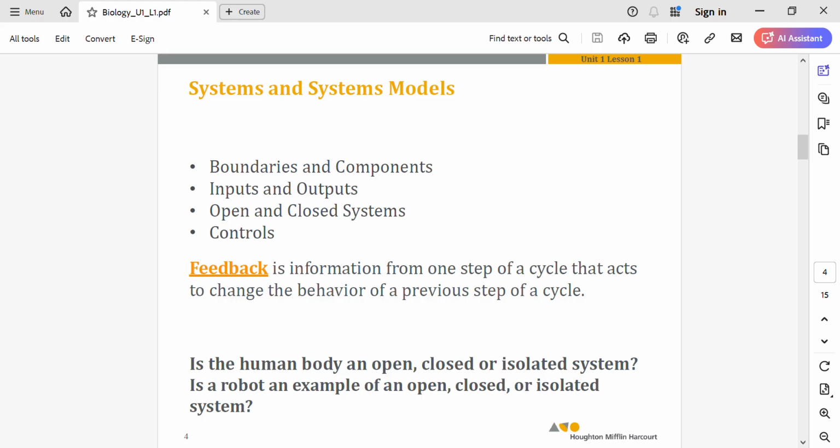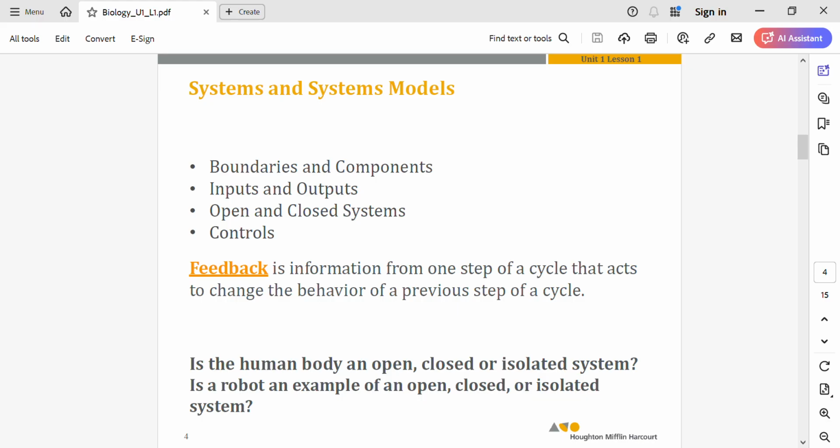What is feedback? Feedback is information from one step of a cycle that acts to change the behavior of a previous step of the cycle. If we think about the different systems, open systems are the systems that can interact and exchange matter and energy with the external environment.